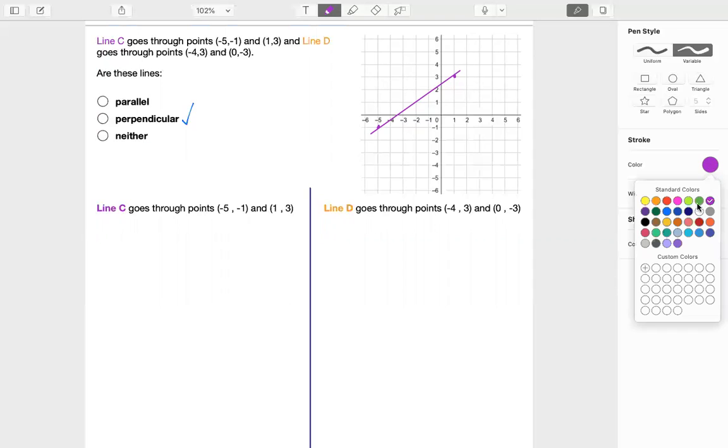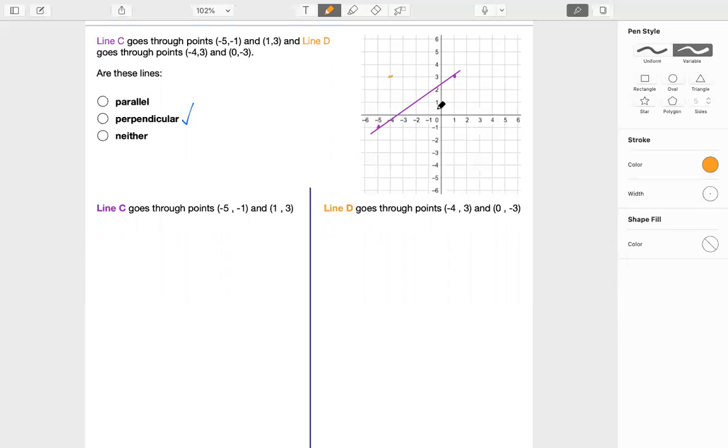Then I have line D, which I have in orange. Let's take a look at that one. Two points that go through line D are -4, 3. So I start at the origin, I go over to -4 and up to 3. Okay, here is one point, and the second point is 0, -3. Now here is my second line. All right, we can see based on the intersection of these two lines that I definitely have a perpendicular line, meaning it forms a 90-degree angle. So when I have those two lines, I can see they're perpendicular.